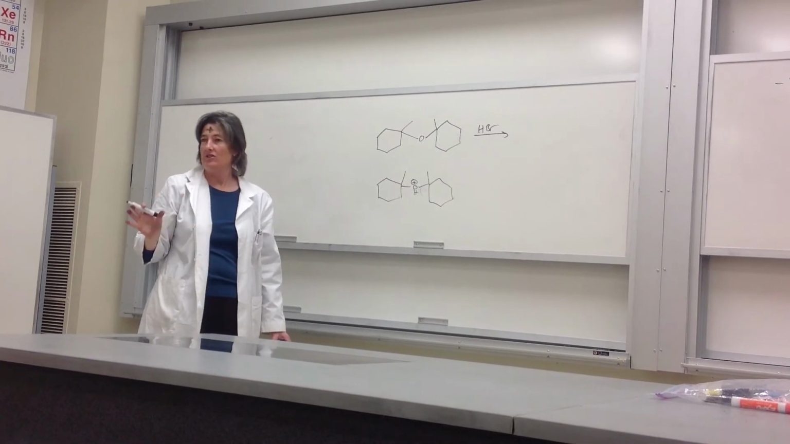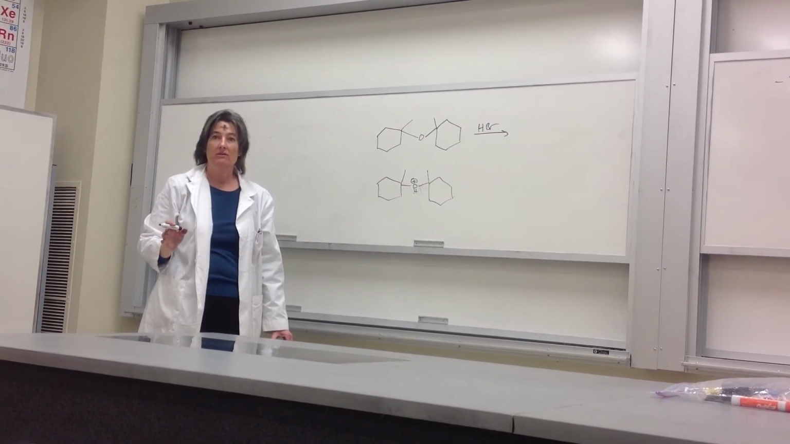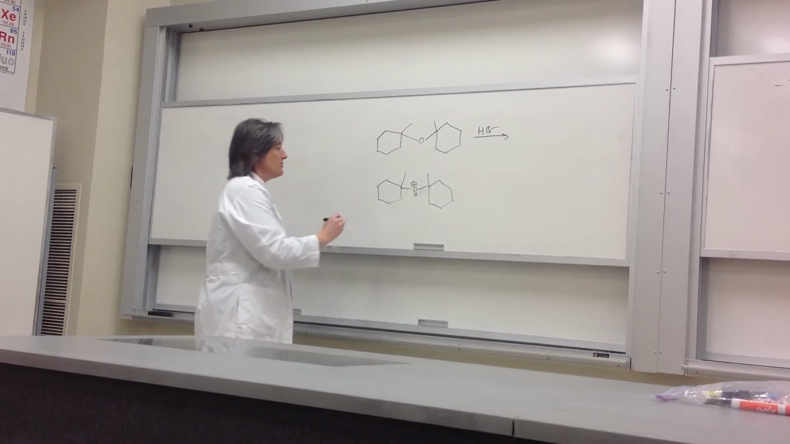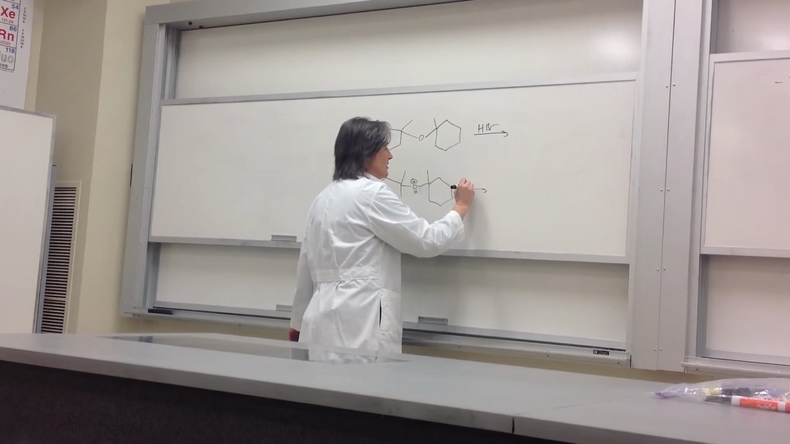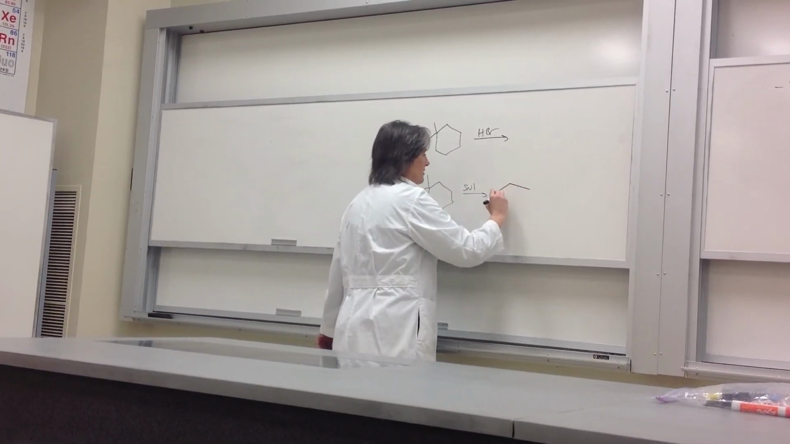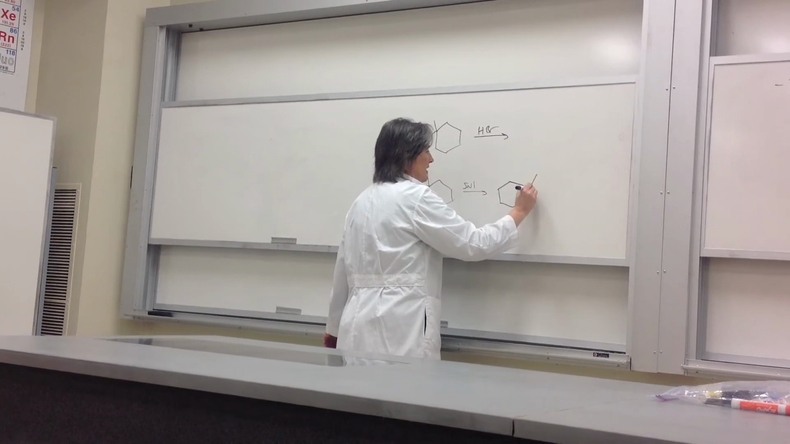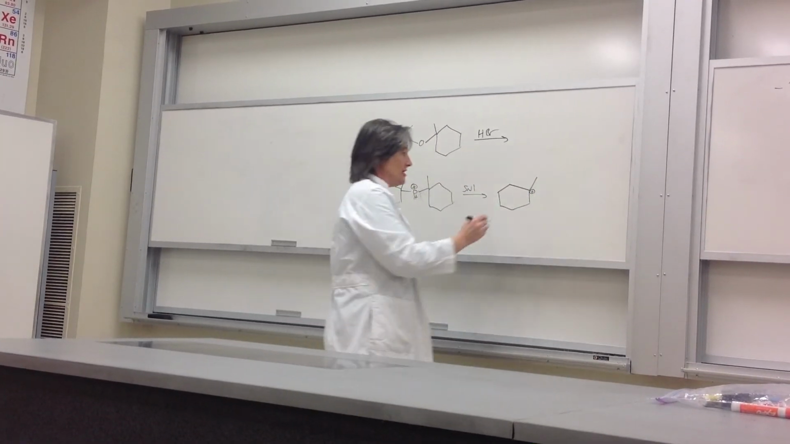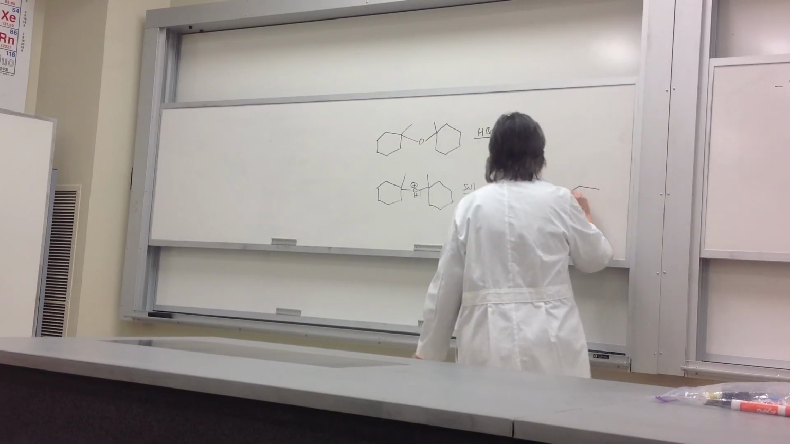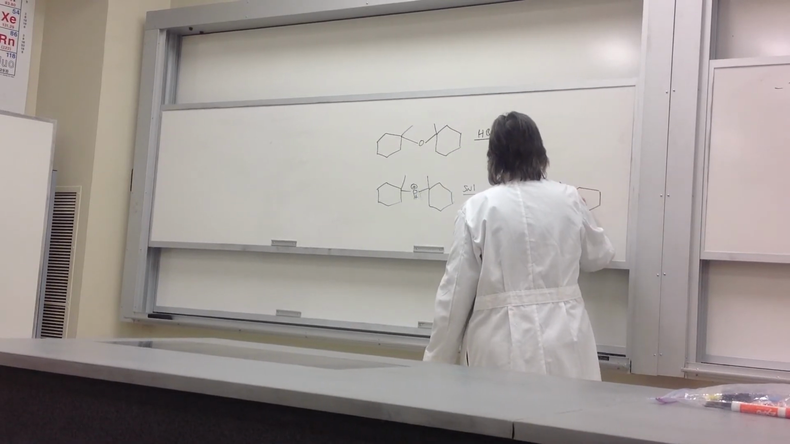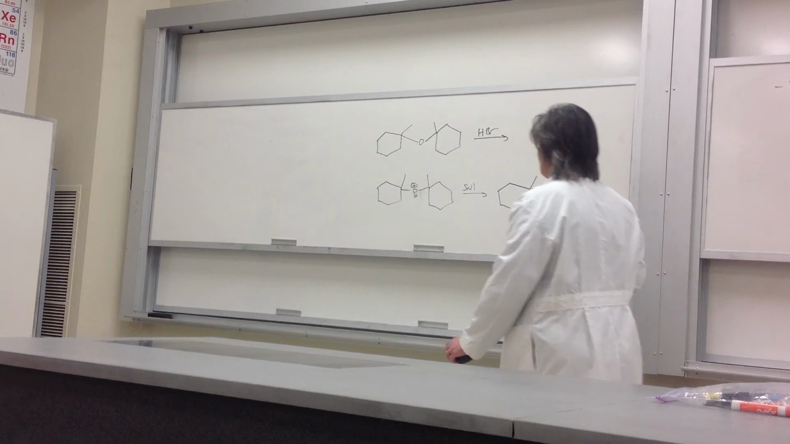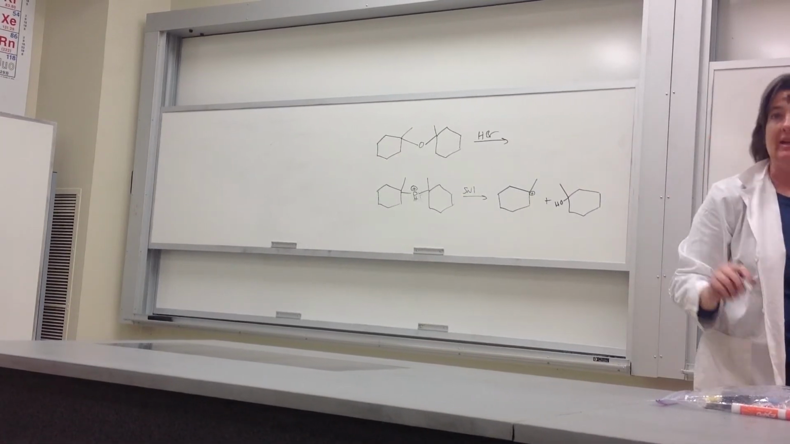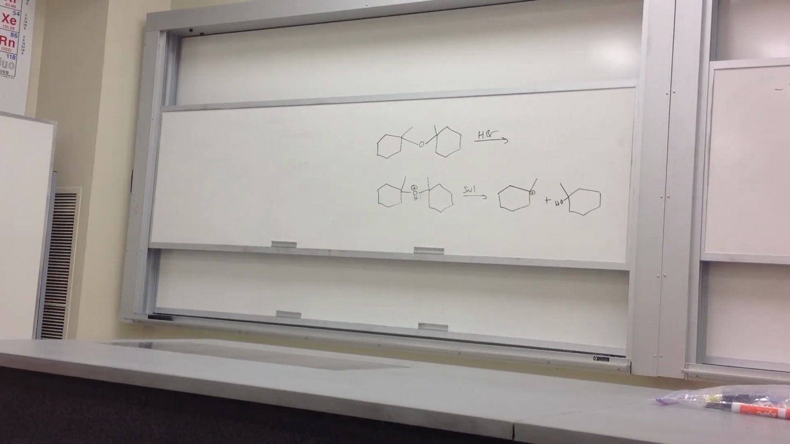There is no SN2 possibility here. It's tertiary on both sides, so this will have to go SN1. And so I will have that as one of my possibilities, and then I would have this. You guys okay with that so far? Okay, it has to go SN1 because I can't do SN2.